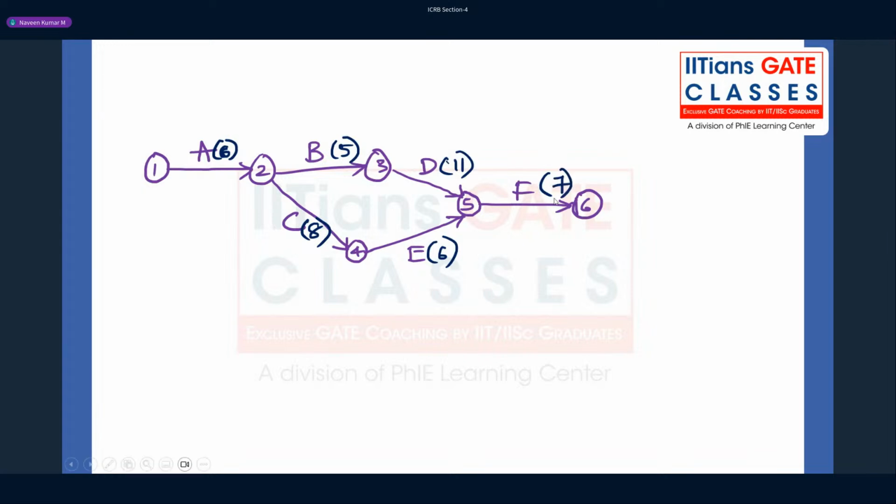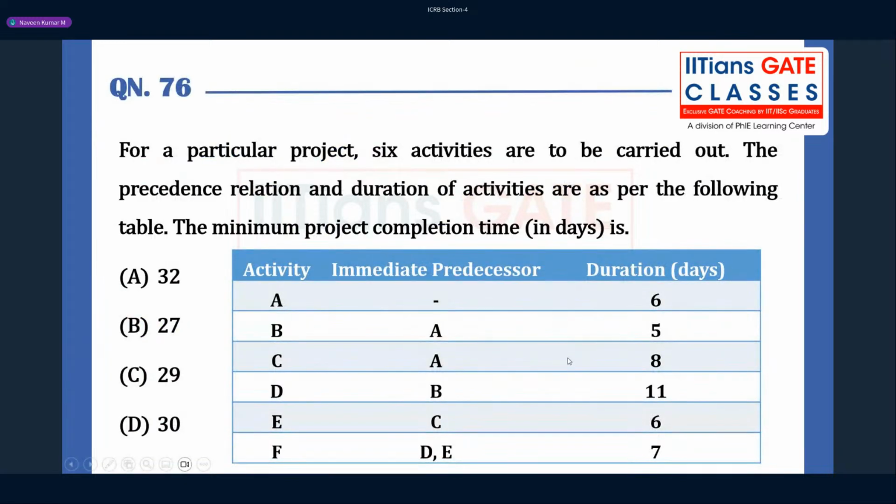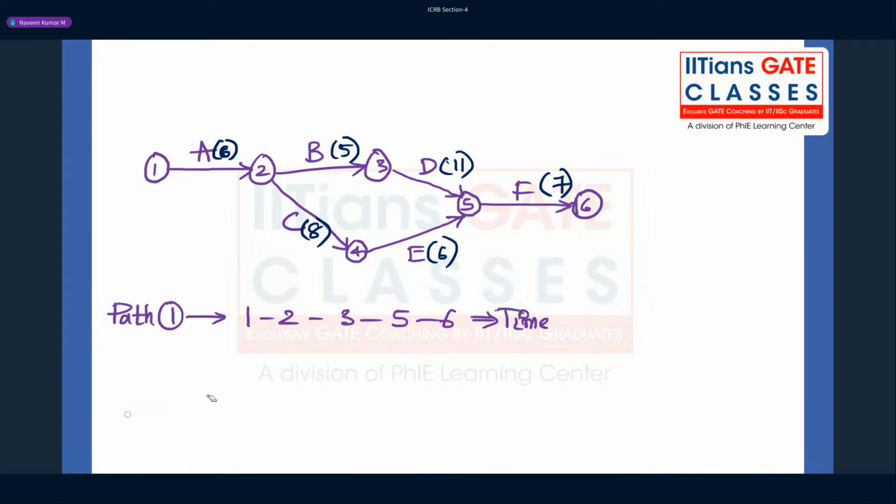Now we have only two paths. Simple, very simple. Two paths only. Right? So let's take path 1. Path 1 is 1, 2, 3, 5, 6. Calculate the time here. Project completion time, PCT, is equal to 6 plus 5 plus 11 plus 7. Right? 11 plus 22 plus 7, 29.